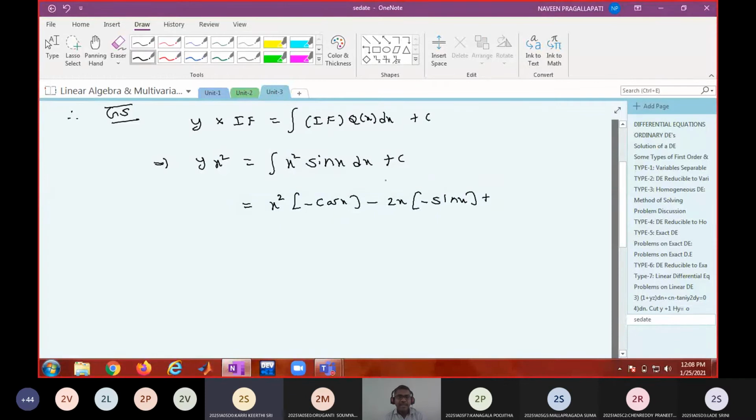Alternatively plus minus I said, so plus. What is derivative of 2x? 2. What is integral of minus sin x? Integral of sin x is minus cos x, so minus of minus is plus cos x. Next term no need to write. Why? Because derivative of 2 is going to be 0.